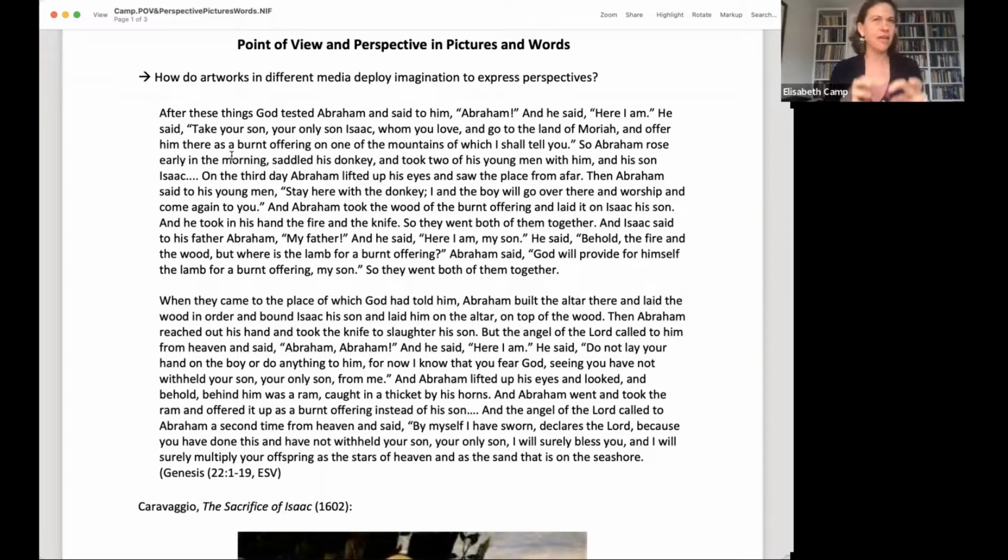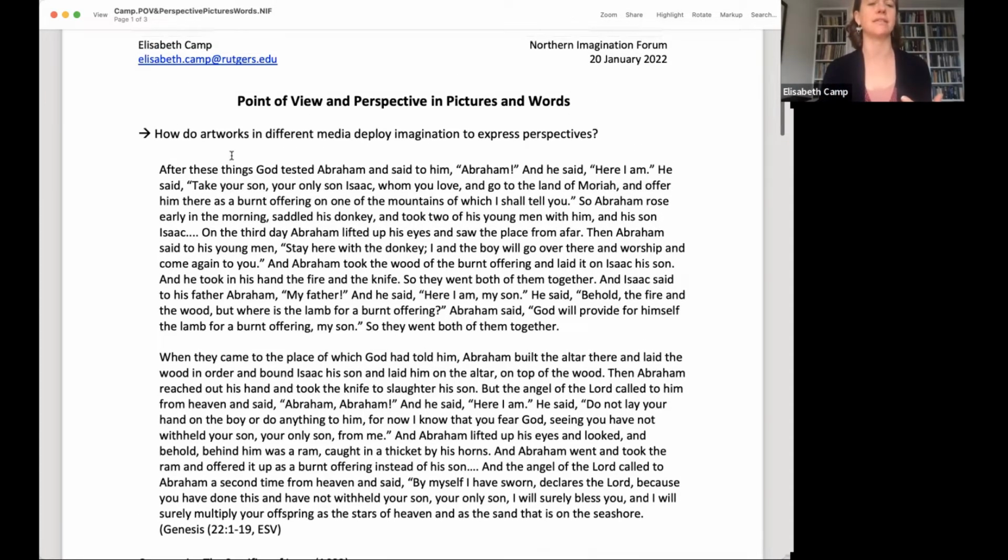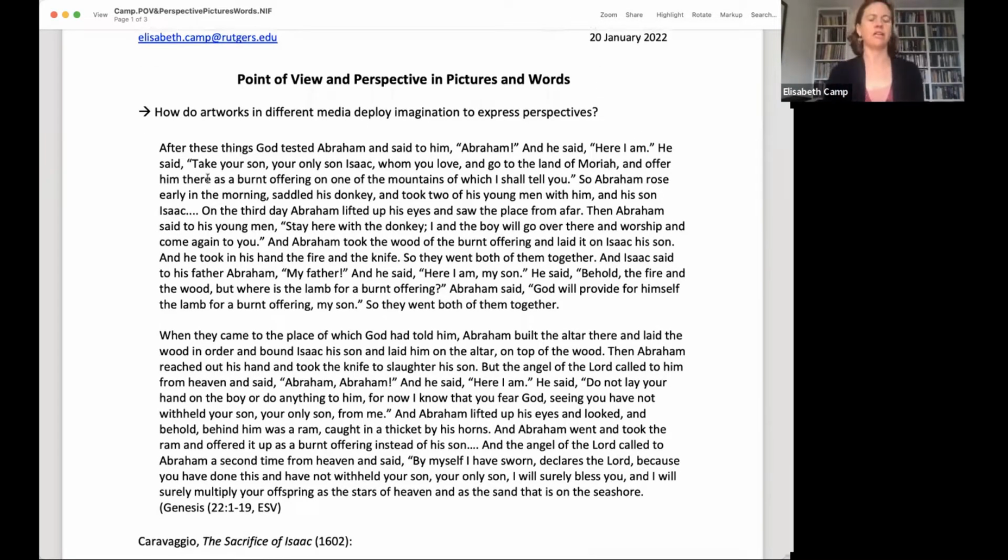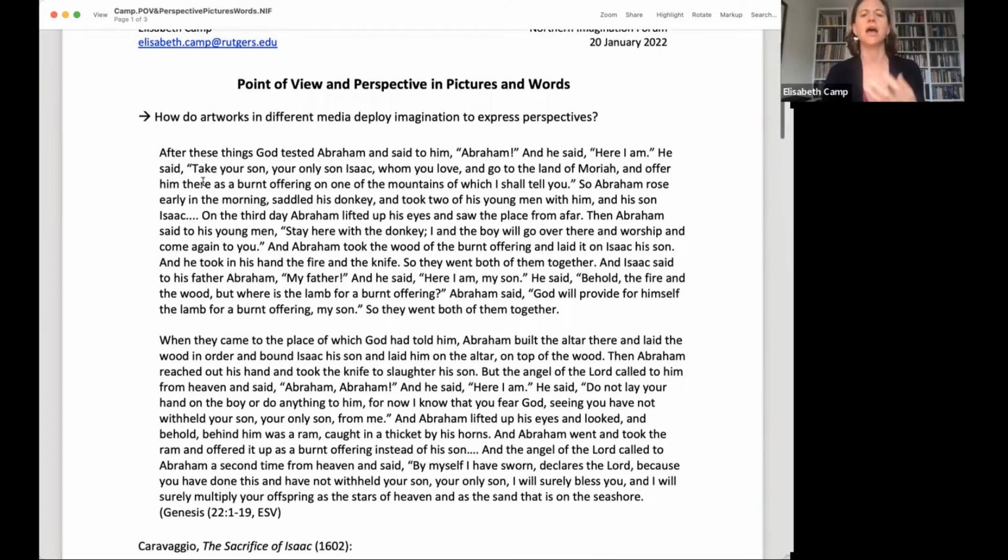Rather, I want to be thinking about different ways in which imagination works in different media and for different kinds of purposes. So I want to start by giving us a contrast between two presentations of the classic story of the sacrifice of Isaac. I'll just pause here. This is from Genesis. I'm going to read it through and give you time to do that yourselves.